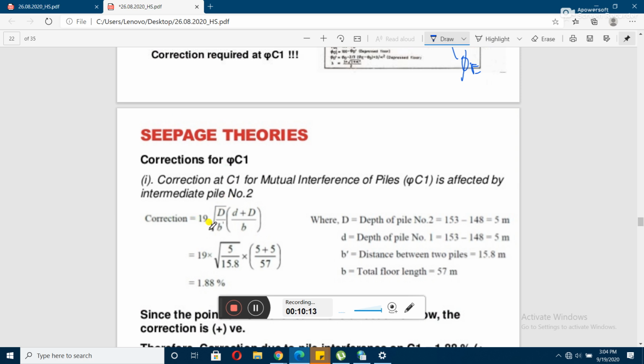You can see that it is given by this particular formula itself. Okay, that is 19 root over capital D by small d. It has been discussed, and if you go to the notes, you will be able to see it.